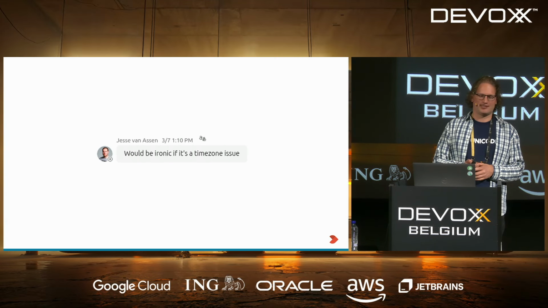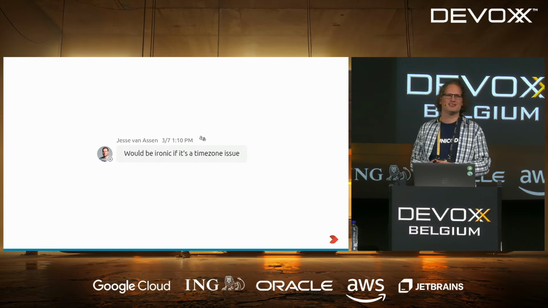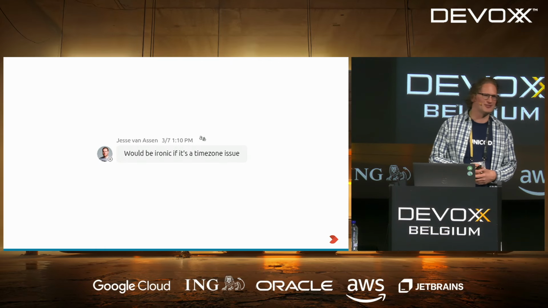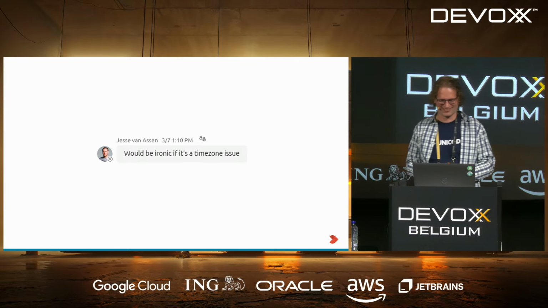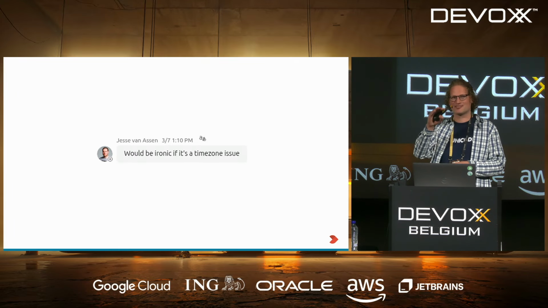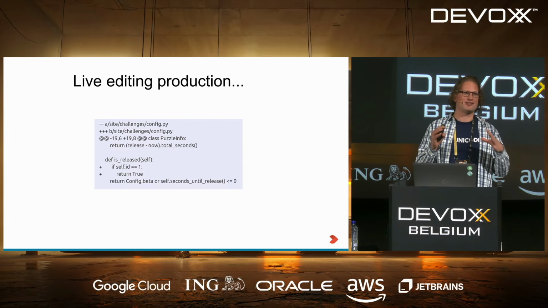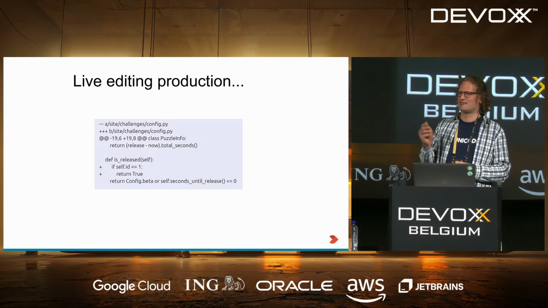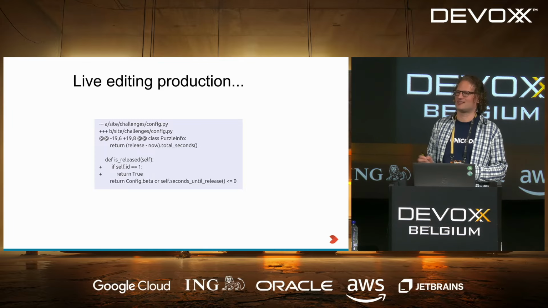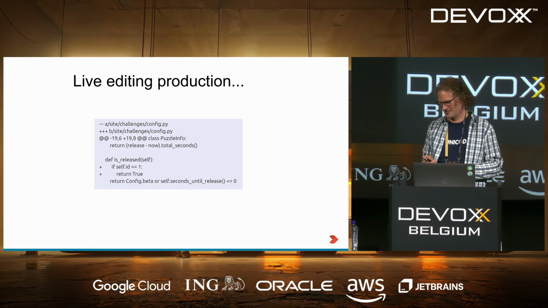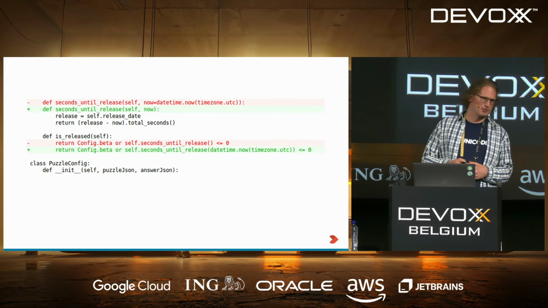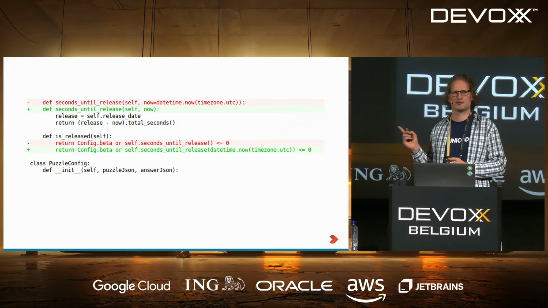And my colleague Jesse messaged me, it would be ironic if this was a time zone issue. And I was there checking, no, it was all set to UTC, it was all set correctly. That wasn't it. So I did a quick hack on production, editing the server live. If puzzle ID equals 1, then released equals true, just to make sure that people could get started. And later on, I figured out what the actual problem was, and it was this. Can you spot what I did here?